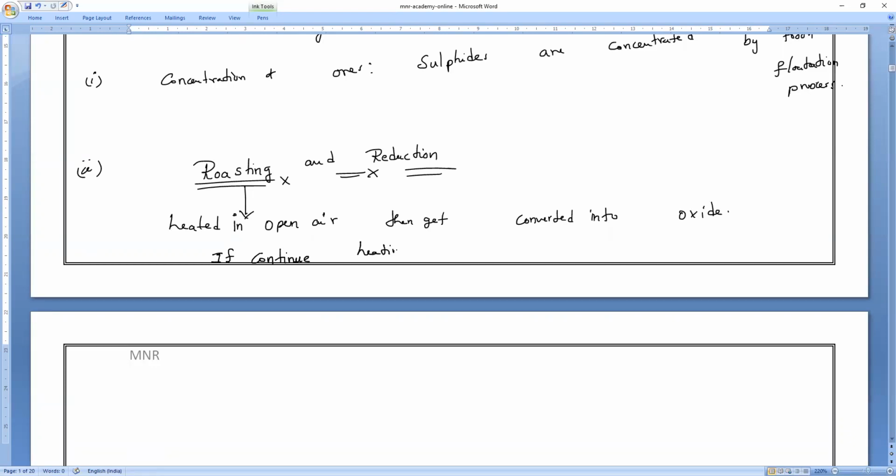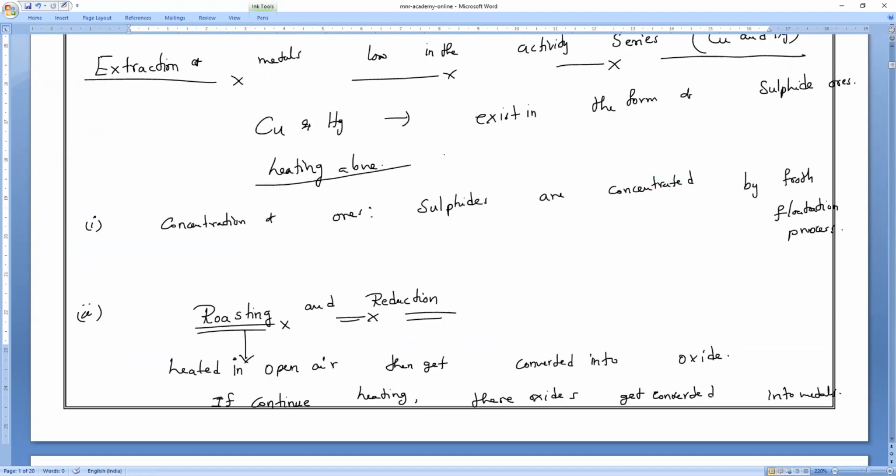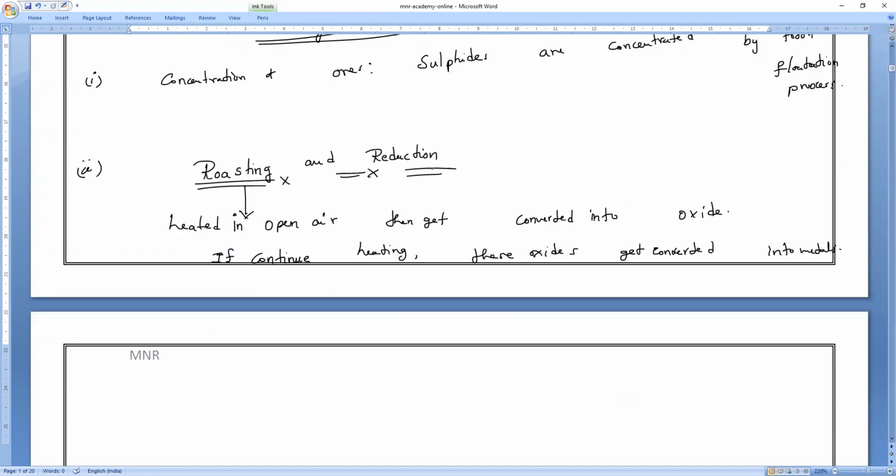They'll be converting into pure metal. Am I right or wrong? Yes, sir. The oxides get converted into metals. That's all it is. So that is why these metals, simply on heating alone, we will obtain the pure metals.